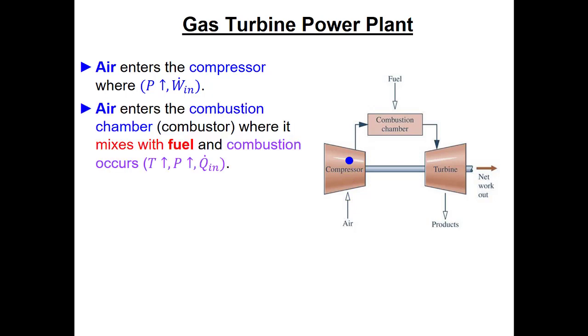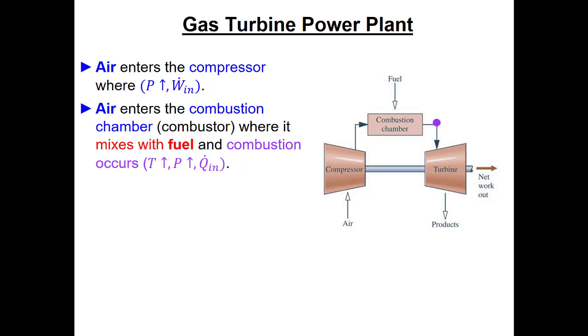Now, air moves from the compressor into the combustion chamber, or the combustor. There, it's mixed with fuel. You take the fuel and make it into small little droplets, you atomize it, and then it burns. Because it's burning, we're adding heat into the system and that increases the temperature. So you get this air-fuel mixture. We burn the fuel. We increase the enthalpy again, now by adding heat.